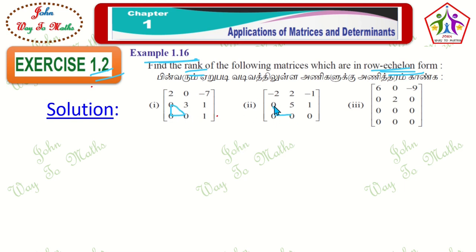Here also this matrix is in row echelon form. So here also it is in row echelon form.